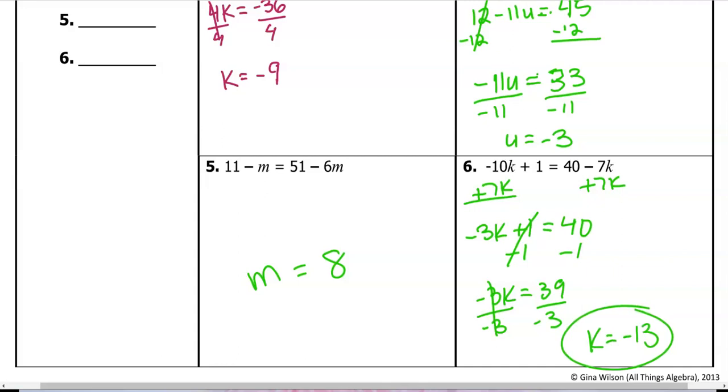Was it a silly mistake? Yeah. Okay. We can work with silly mistakes.